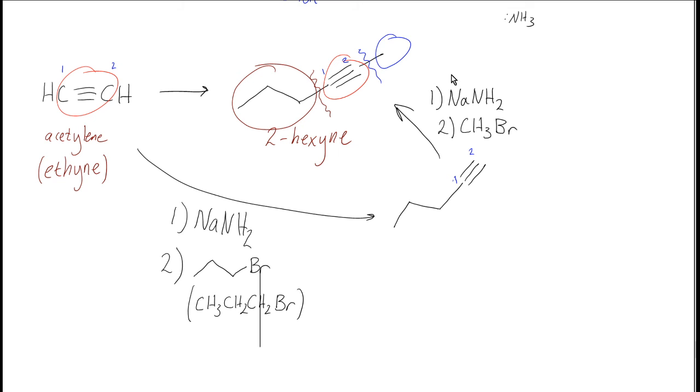But then how do you know which ones to use? Is it always going to be NaNH2? Yeah, so you're always going to use NaNH2 to do the deprotonation, and then you're going to choose the alkyl halide depending on what you want to stick on there. So in this particular case, we wanted to make a product that had 3 carbons on one side and 1 on the other, so we chose a 3 carbon and a 1 carbon. We could have switched the order of those two, and we would have ended up with the same thing.